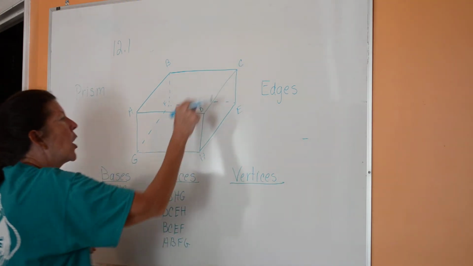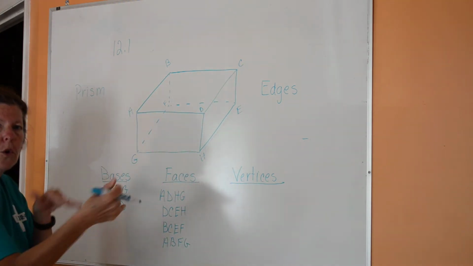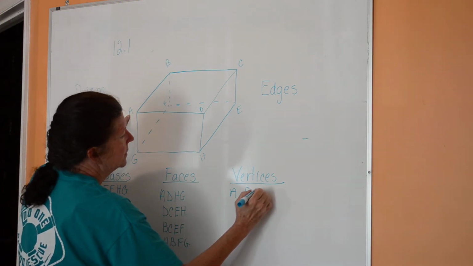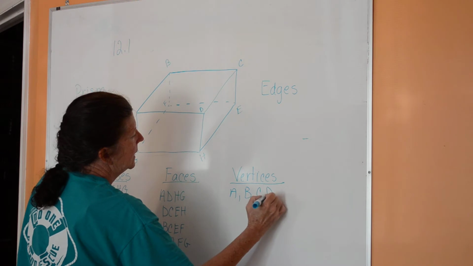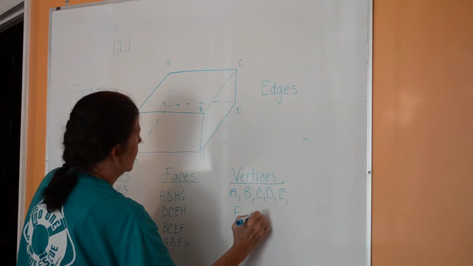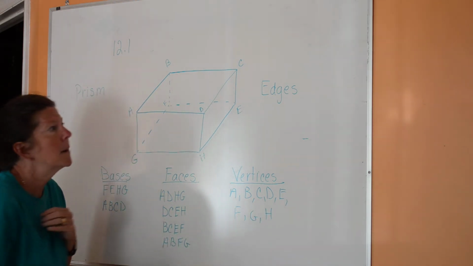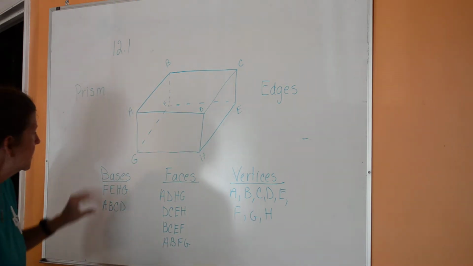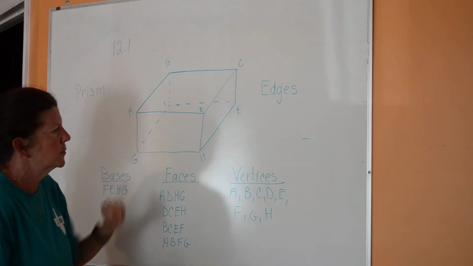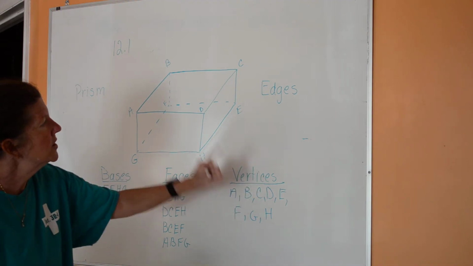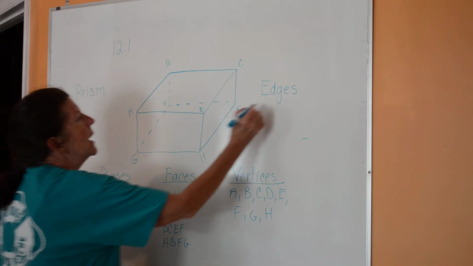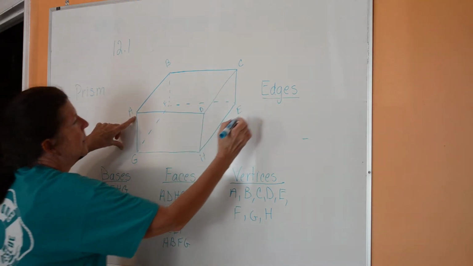Then your vertices are all the points or the corners that you have. So A, B, C, D, E, F, G, and H. Those are all my vertices. So these faces are rectangles on this particular shape. Vertices are points that you have line segments coming into, and your edges are all your line segments.